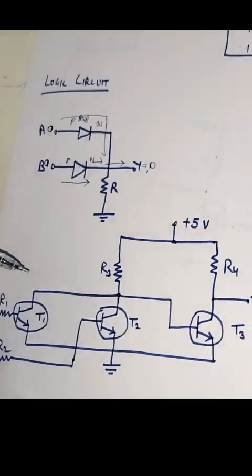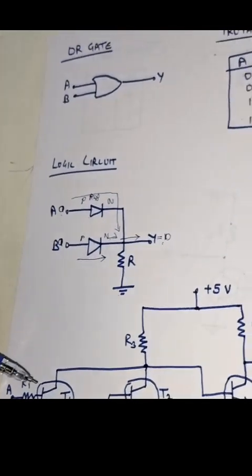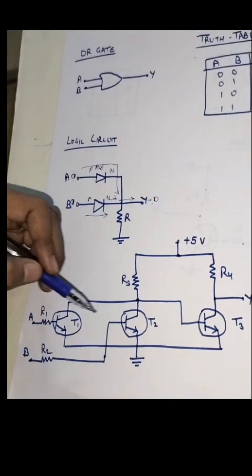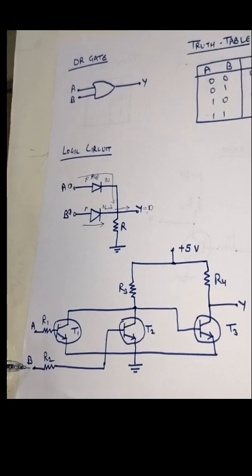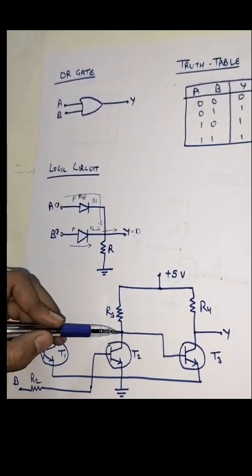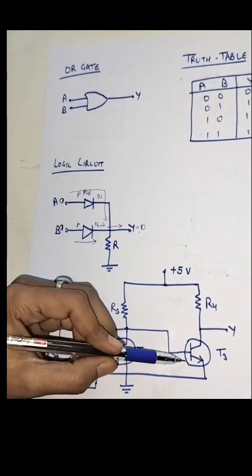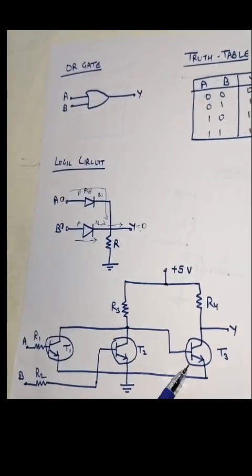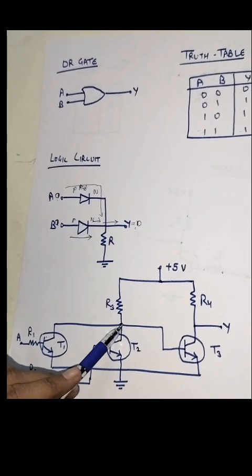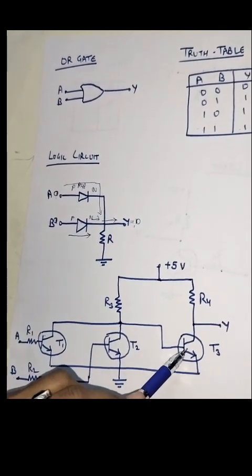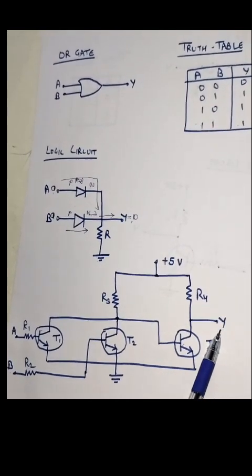Similarly, as in the AND case, we can also make the diagram with the help of transistors. Here T1 and T2 are both connected in parallel, and to their bases we have applied the A and B inputs. Their collectors are connected to the plus 5 volt power supply, and here we have a third transistor T3. Its base is taken from the collector of both transistors. From the collector of T3 we are getting the final output Y.